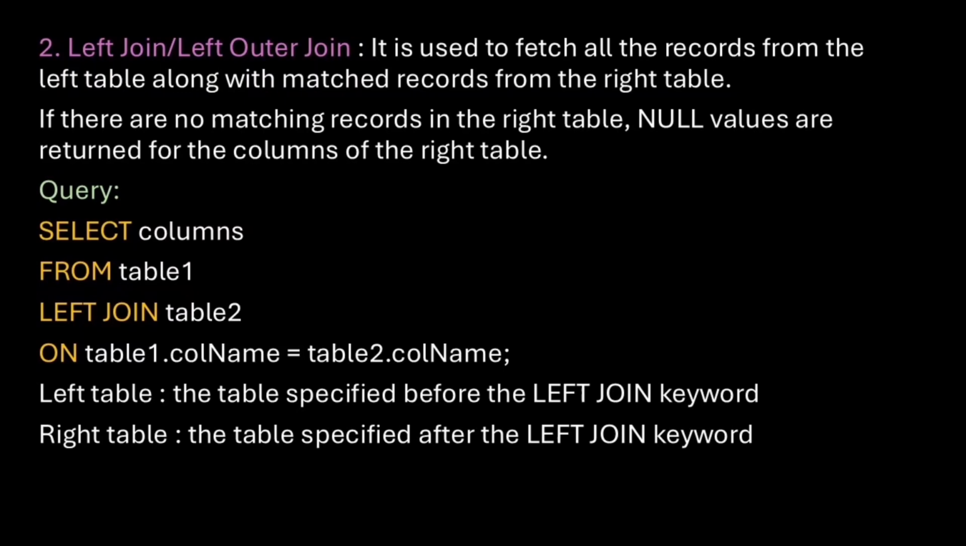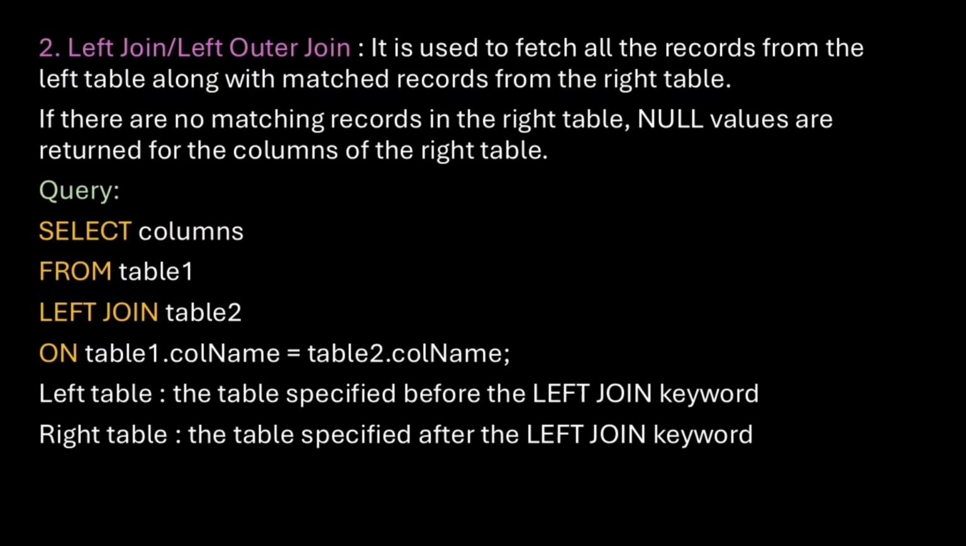So the left outer join retrieves all the records from the left table along with the matched records from the right table. If there are no matching records in the right table, then null values are written for the columns of the right table. Let's discuss how the query is structured. Select: we specify the columns we want to display in the final result. Left join: we specify the second table, which is the right table. Next, on: we provide the condition on which the join is based, that is the common column between the two tables. The table specified before the left join keyword is called the left table, that is table 1, and the table specified after the left join keyword is called the right table, that is table 2.